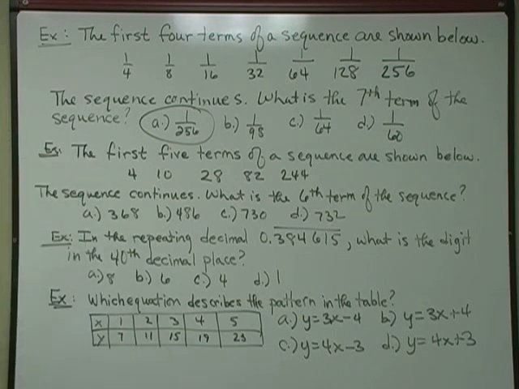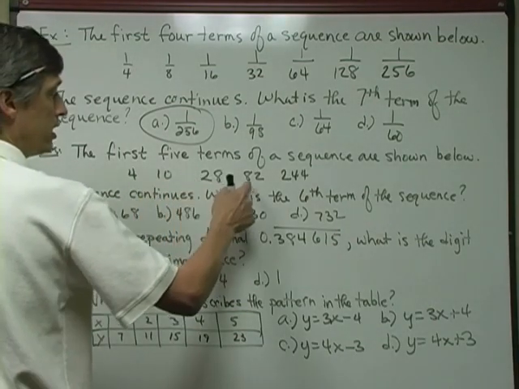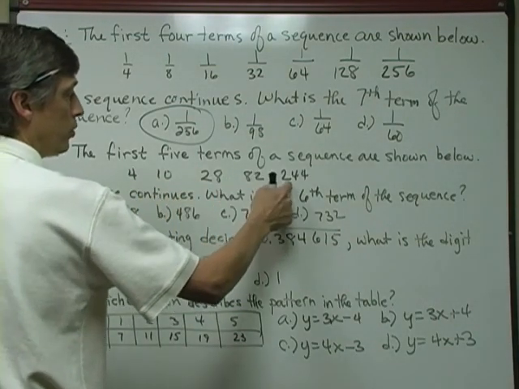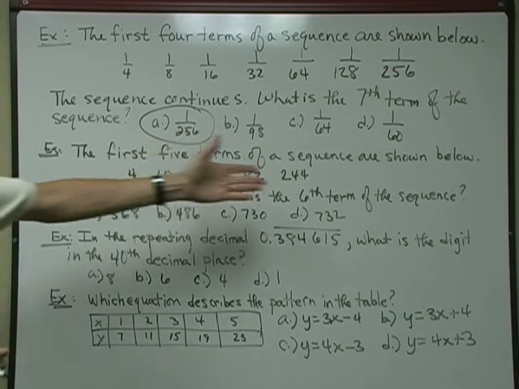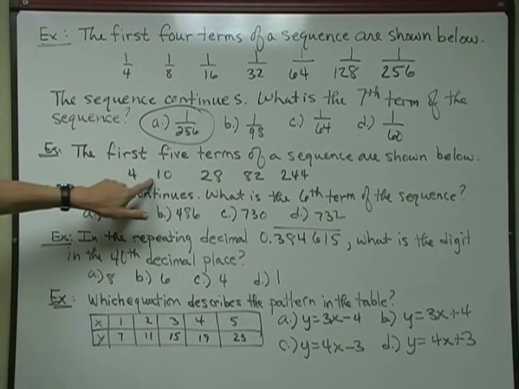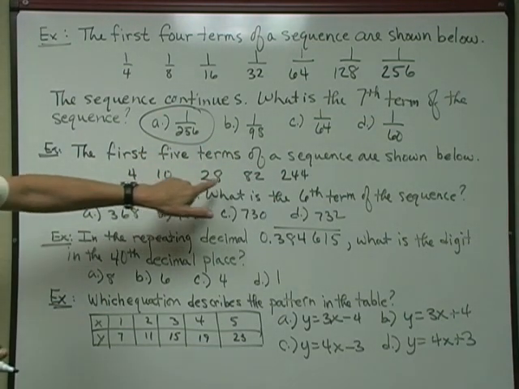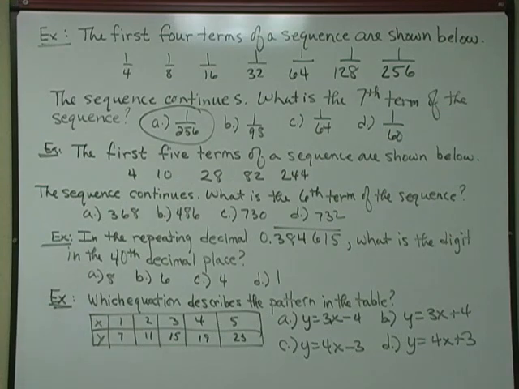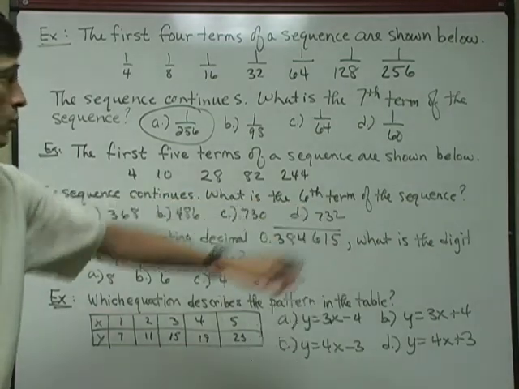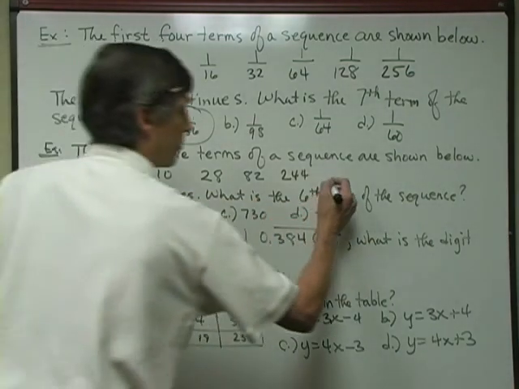It says that the first 5 terms of a sequence are shown below. And they are 4, 10, 28, 82, and 243. I started looking at this problem and I'm thinking, okay, I don't really see a great pattern other than the numbers are all even. This got bigger by 6, this got bigger by 18, this got bigger by, what would that be, 54. So I can see some patterns here, but I didn't see anything right off the bat. It says the sequence continues, what's the 6th term? So I only need the next term.